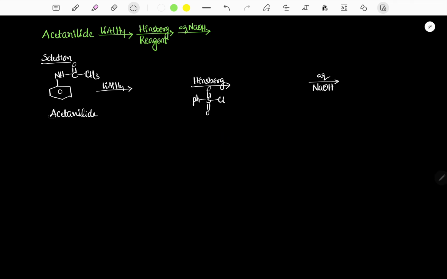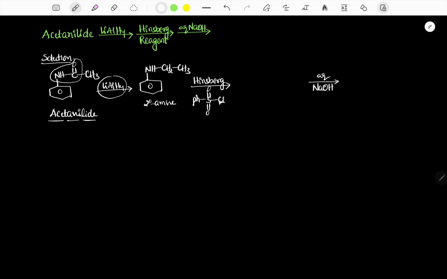The reactant is acetanilide. Anil-ide: ide means amide, anil means aniline, and aceto means two carbons. So we are using the strong reducing agent lithium aluminum hydride. The secondary amide undergoes reduction and gives the corresponding secondary amine, a secondary aromatic amine.